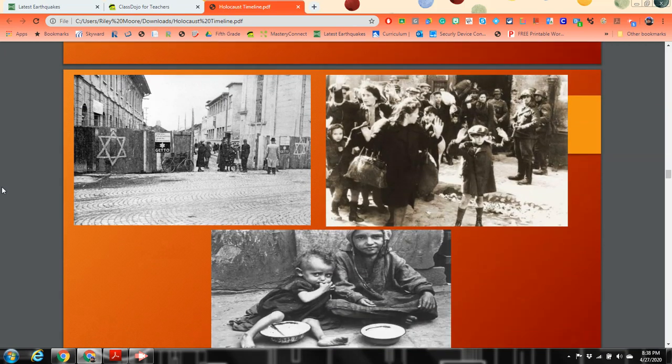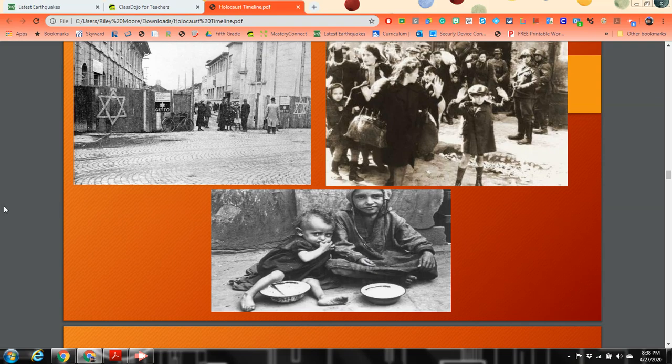So here are pictures of some ghettos. It's distinguished by the Star of David and the sign. And basically, they could not go past these fences if it was a certain time of day. These were Jewish people leaving the ghettos and getting onto different carts and things to go probably to a concentration camp. And children and adults alike were starving in these ghettos.